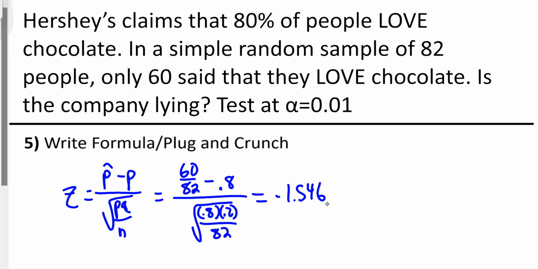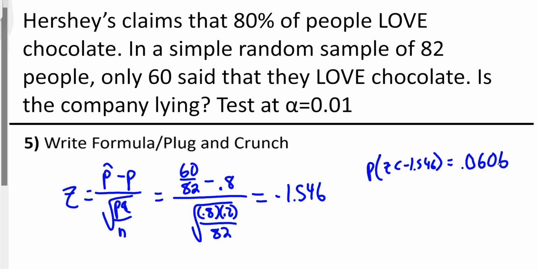To do that, you can either use inverse normal, you can use normal CDF, or you can use your table. The probability that, in this case, it's our p-value, that z is less than negative 1.546 is... I got 0.0606.